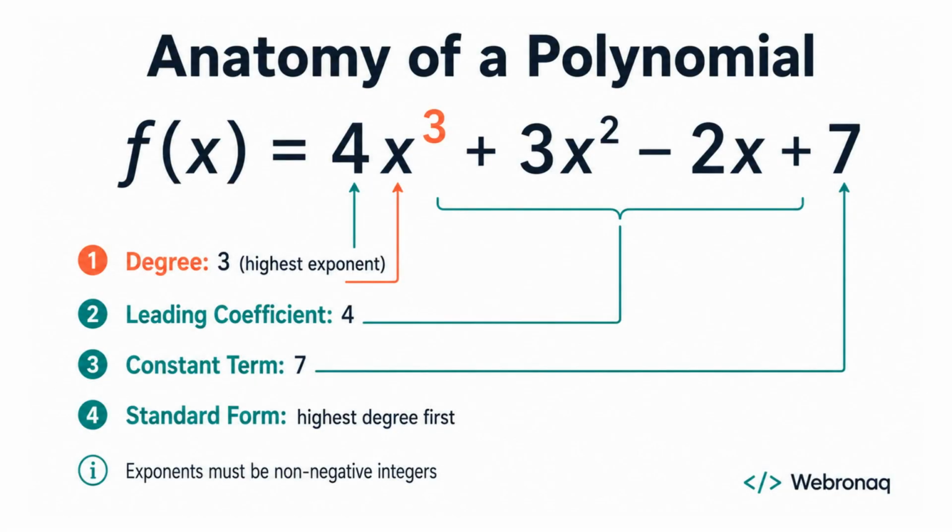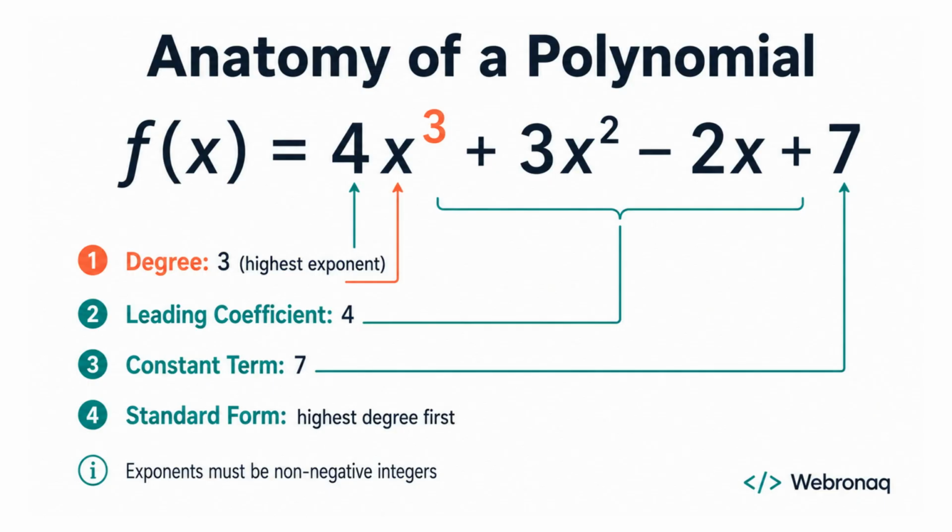Alright, let's lock in the definition. A polynomial is a sum of terms, where each term is a coefficient, multiplied by a variable raised to a non-negative integer exponent. Take the example f of x equals 4x cubed plus 3x squared minus 2x plus 7.